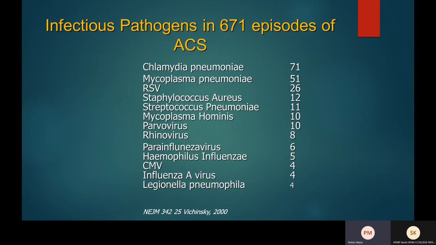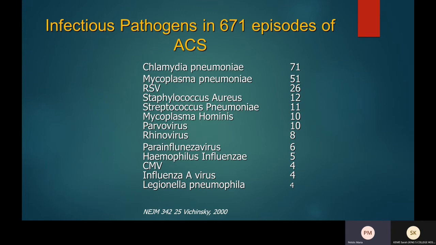There was a large study which investigated 671 episodes of acute chest syndrome in people with sickle cell disease. When they were admitted to the hospital, they had very extensive investigations, including blood cultures, urine cultures, respiratory viral panels, and many also had bronchoalveolar lavages in an attempt to identify an infective organism. They were able to identify an infective etiology in about half of these patients.